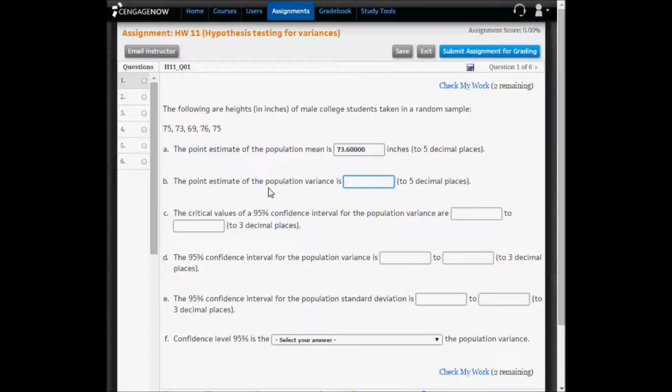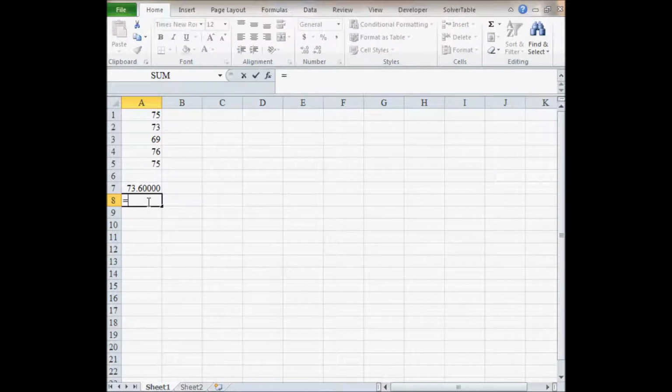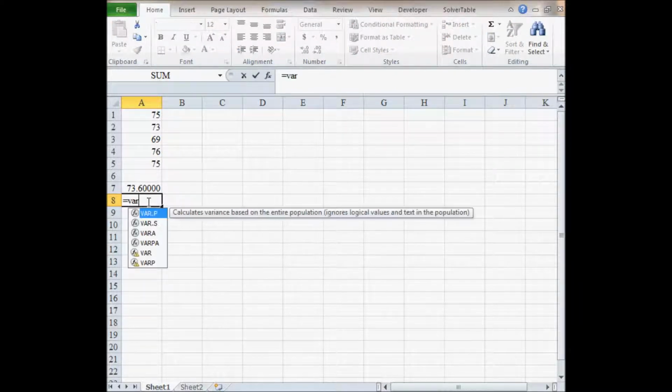Now I want the point estimate of the population variance. I want to know what the population variance is. The population variance is the sigma squared. We can't know the population variance, but we can estimate the population variance. The point estimator for the population variance is the sample variance. In Excel, you use var.s. .s is for a sample. .p is for the population.